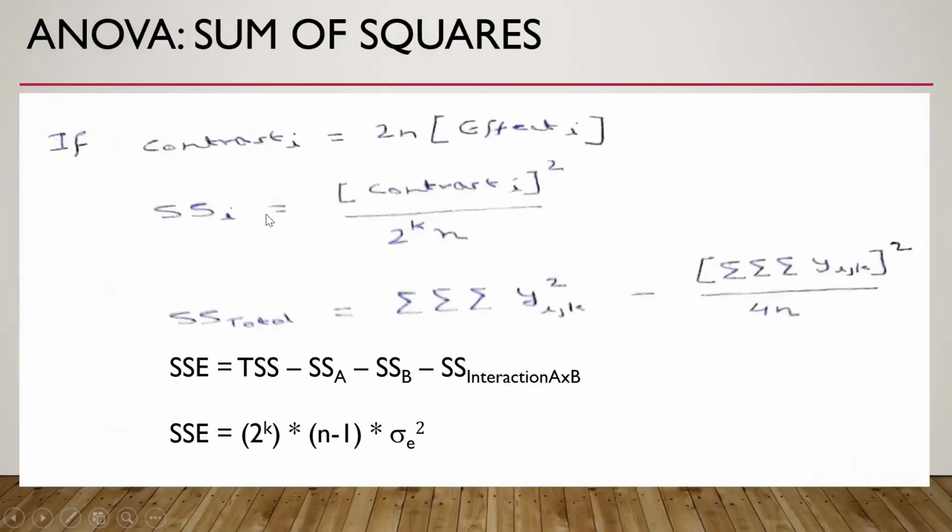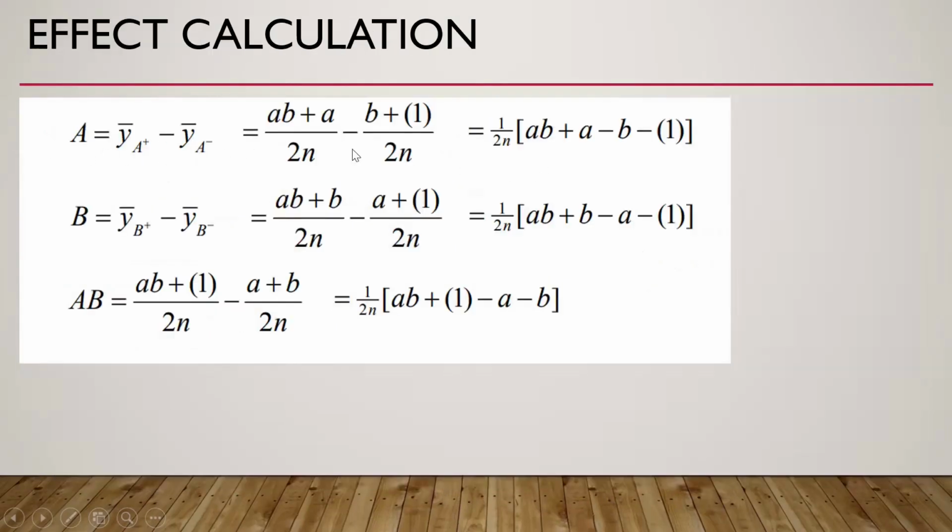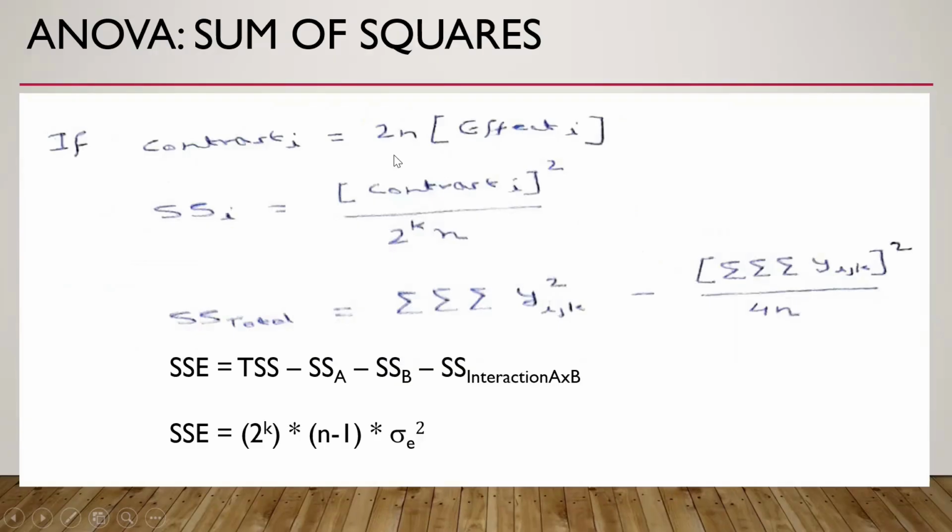This is the ANOVA analysis. So if we define contrast of a particular factor as 2 multiplied by number of replications, small n is number of replications, multiplied by effect size of I. And we have just seen how to calculate the effect size. So if we have effect size, we can calculate the contrast.